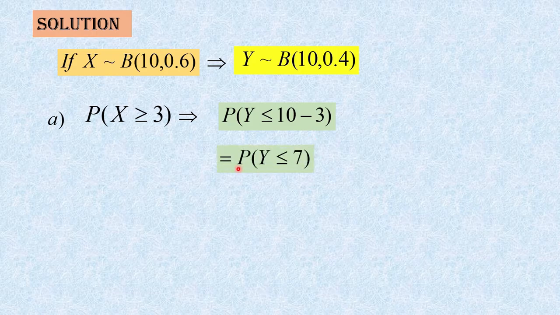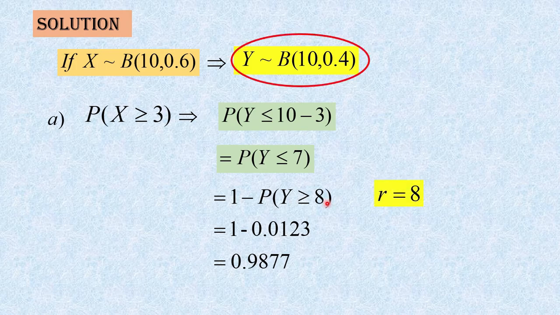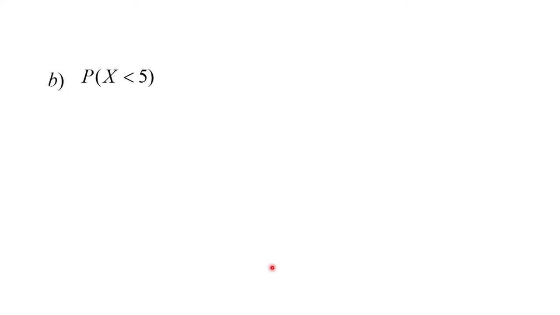So probability y less than or equal 7 can be solved by using the formula 1 minus probability y more than or equal 8. Then we use the table for n equals 10 and p equals 0.4 and r equals 8. The answer is 1 minus 0.0123, and the final answer is 0.9877.